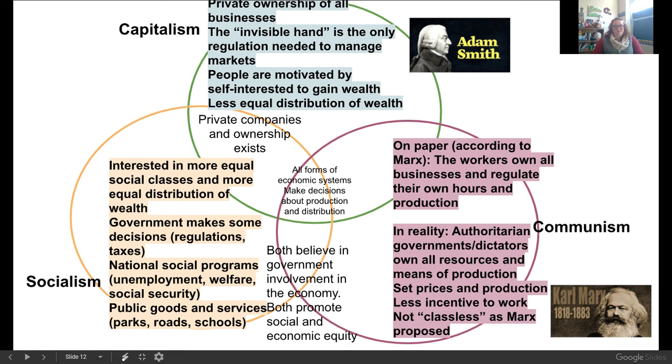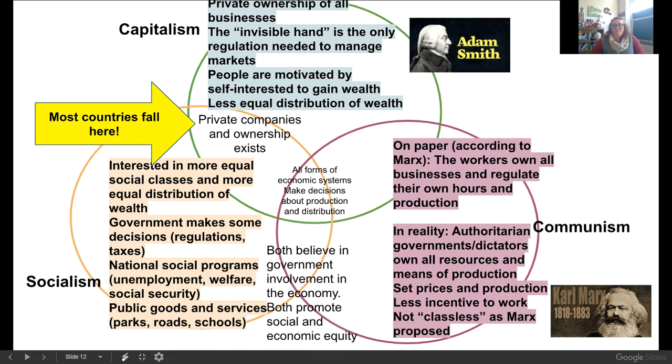And then you have socialism, which is interested in a more equal distribution of wealth, more equal social classes. The government makes some decisions like regulations and taxes, but for the most part, it's still a fairly free market, private ownership. There is a more equal distribution of wealth, as I already said. You also have national social programs for unemployment and welfare and social security. And then there are a lot of public goods and services that come out of socialism: parks, better infrastructure, better education systems, so on and so forth.